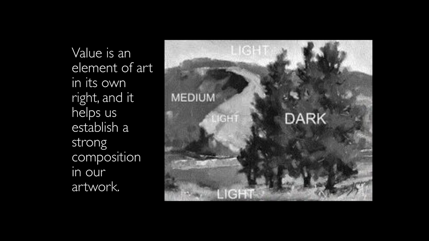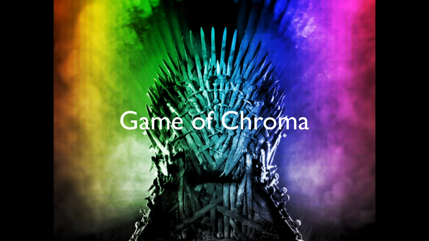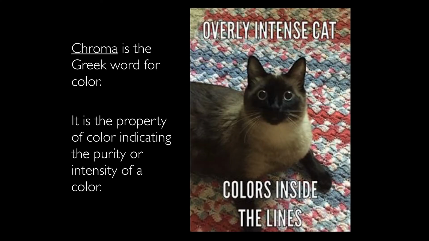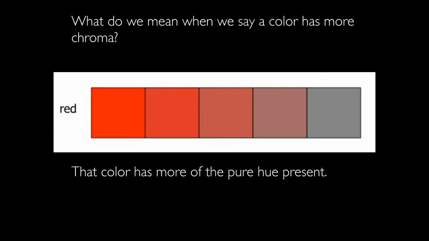But for now, we just want to understand that it does play a part in color when we're looking at color properties. The third and final property of color is chroma. So chroma, again, third fundamental property of color. Chroma is actually the Greek word for color, but in contemporary usage, it just means the property of color indicating the purity or intensity of that color. In other words, the color has more of the pure hue present. On the screen here, you see a really bright, intense red on the left-hand side and a progressively duller red as you go to the right. So we would say the red on the left has higher chroma and the red on the right has less chroma.